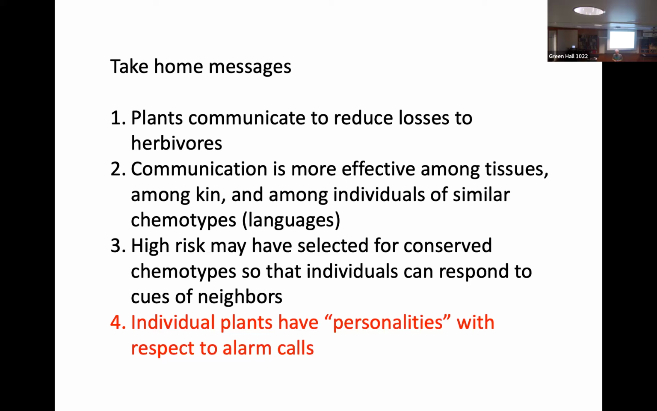We've also been interested in knowing how long the cue is active for. So for instance, if a plant is just given a quick pop of these volatiles, it doesn't respond. It needs to have an exposure of 24 hours in order to do whatever it's going to do.